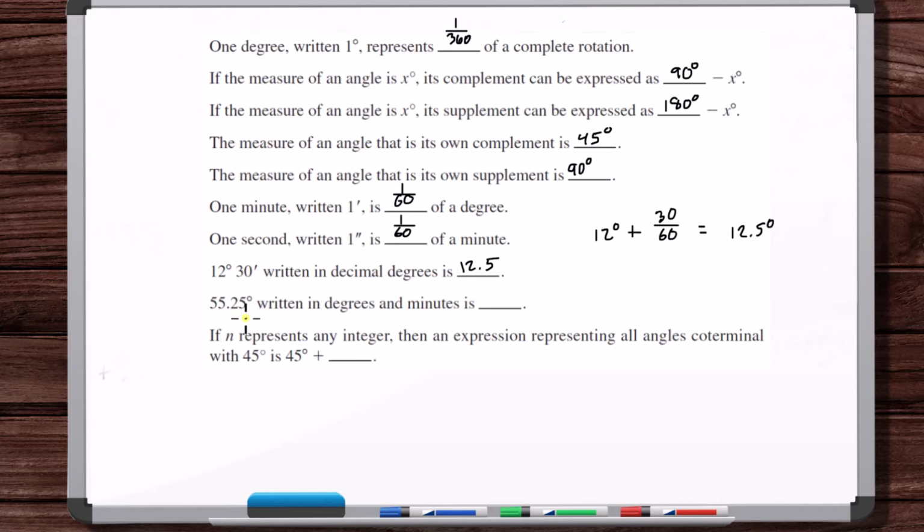Okay, now 55.25 degrees, we're going the other direction. We're going to put this in degrees and minutes like this. So we know we have 55 degrees. Okay, but now 0.25 of a degree, how many minutes is that? Well, 60 minutes in 1 degree. So a quarter of 60. That's 15. So 55 degrees, 15 minutes.